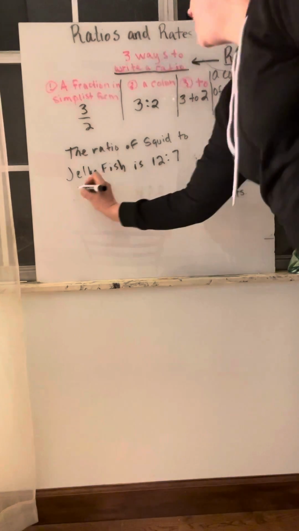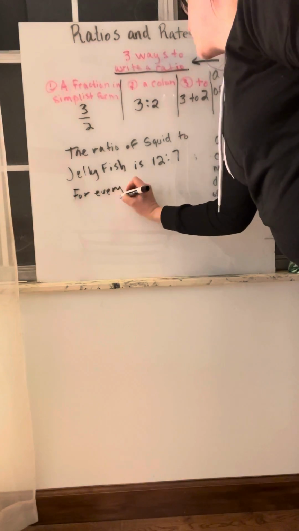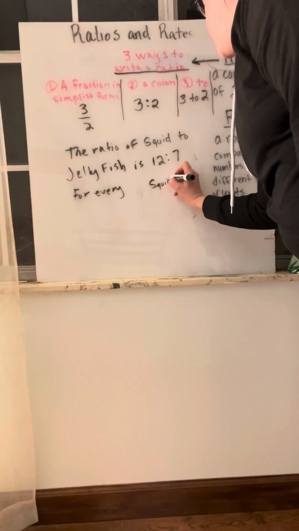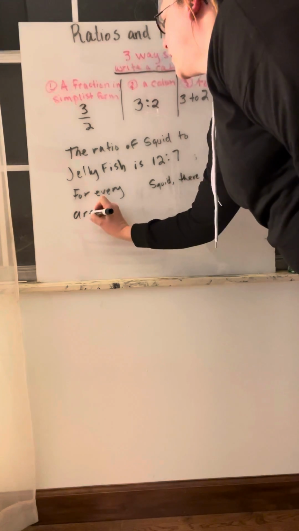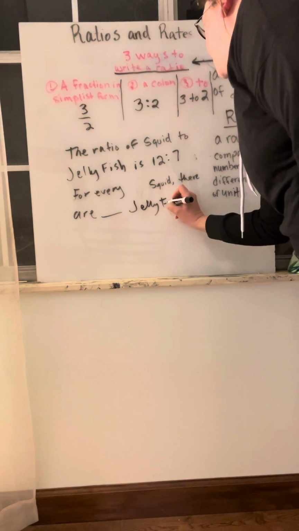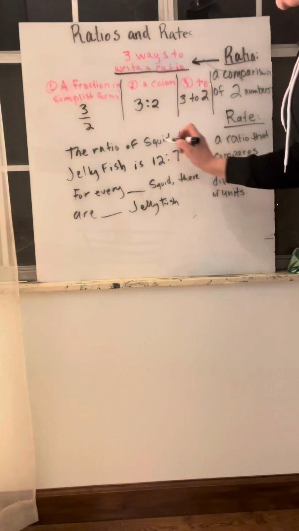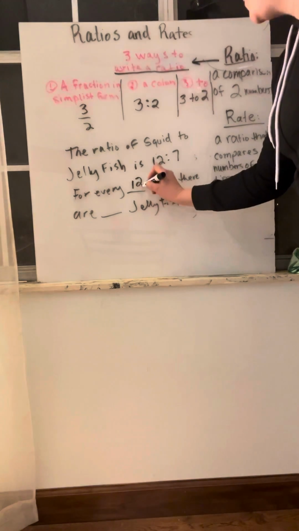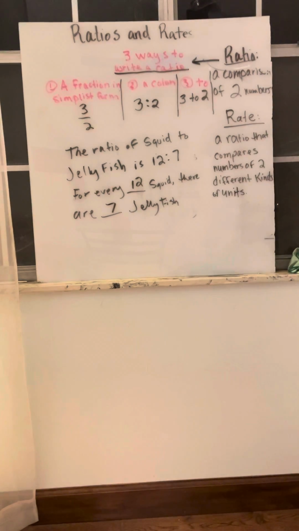That means for every blank squid, there are blank jellyfish. And to fill that out, obviously, squid to jellyfish, so 12 squid, 7 jellyfish, 12 squid, 7 jellyfish. Pretty simple. Okay.